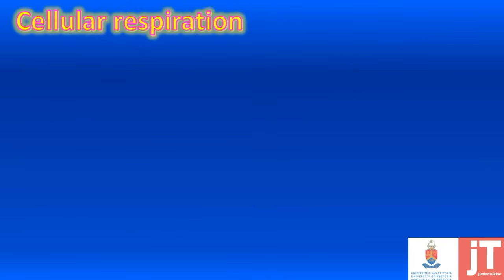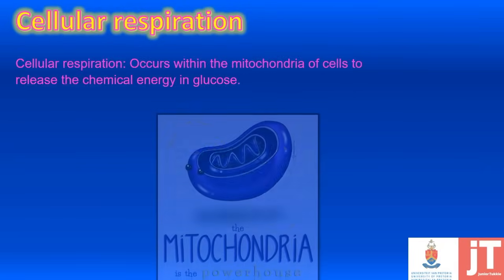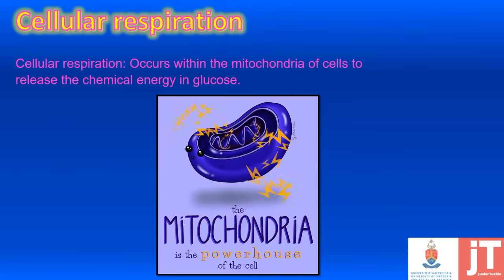So cell respiration is just a recap from grade 8. This cell respiration occurs within the mitochondria of a cell, so that it releases the chemical energy from glucose, because glucose is used for all the 7 life processes and to keep the cell alive.